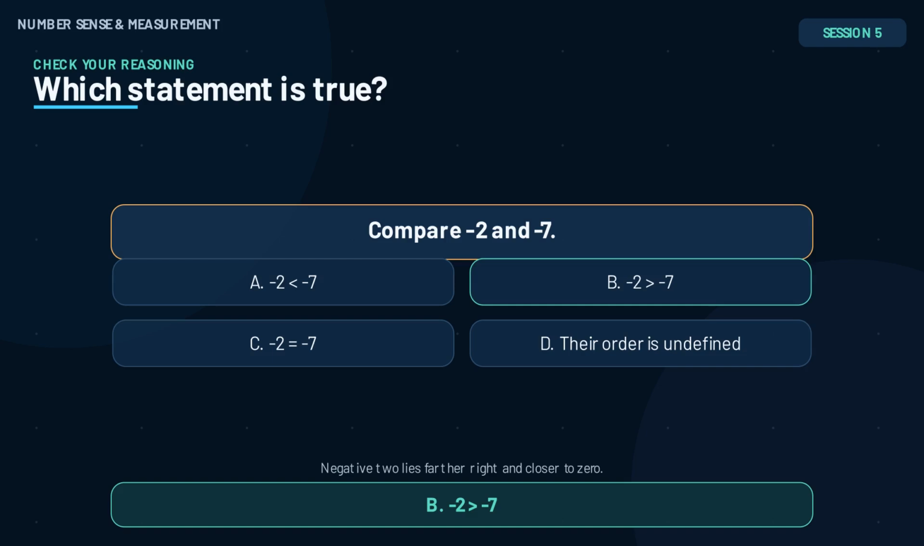Checkpoint. Which is greater, -2 or -7? -2 is greater because it lies farther right and closer to 0. The true statement is -2 is greater than -7. This number line check is more reliable than comparing the unsigned digits alone.